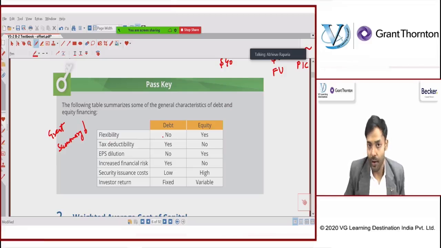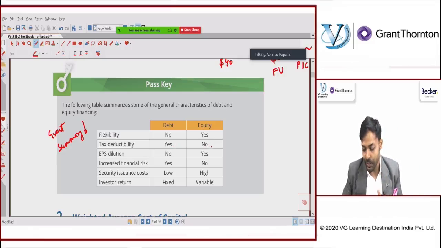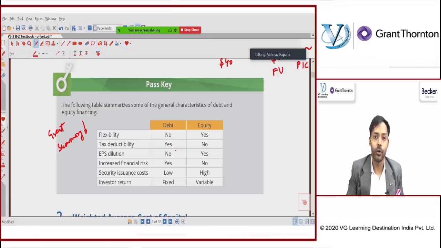Flexibility. Debt, you don't have any flexibility. It is very much static. In equity, you have the flexibility. Tax deductibility. In debt, you have, because the interest comes over the PAT. So yes, you get the tax deduction here, but here you do not get because it comes after the PAT. We'll discuss that also.